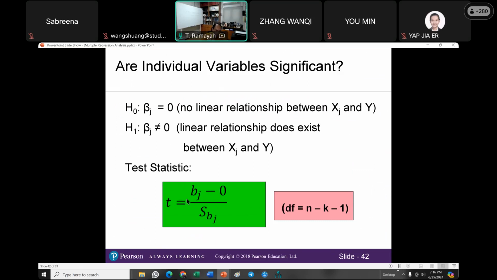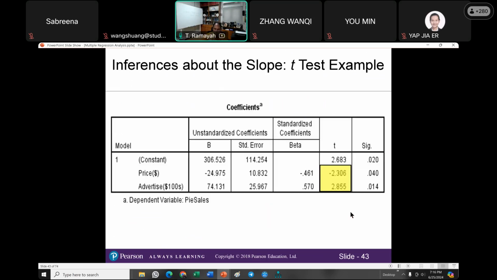This is a t value. T value equals your beta value divided by the standard error of the beta value, and it follows a degrees of freedom of n minus k minus 1. So we have these two values that will be given in the output. You have a column called the t value, right? The t value and the p value are inversely correlated. If the t value goes up, the p value will go down.